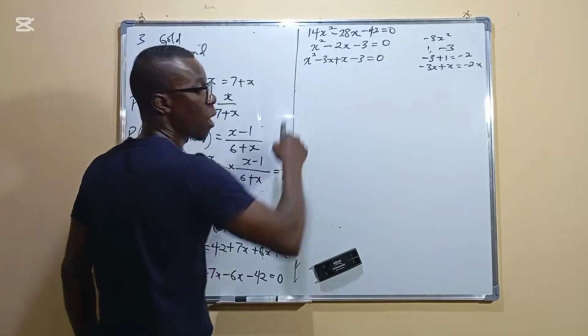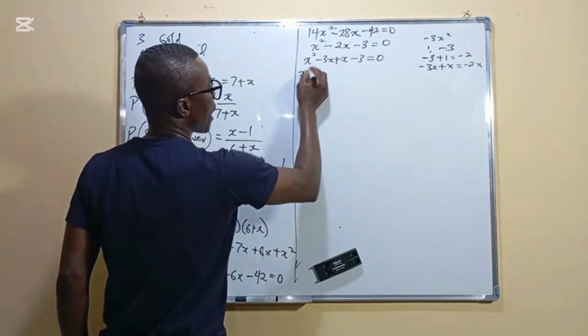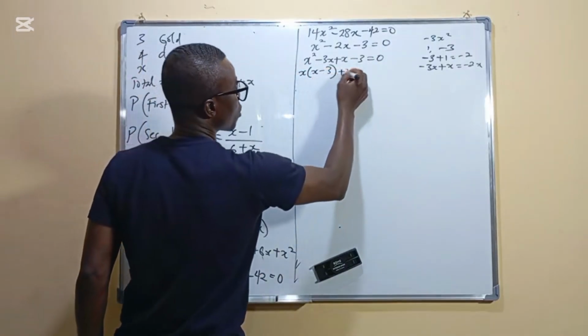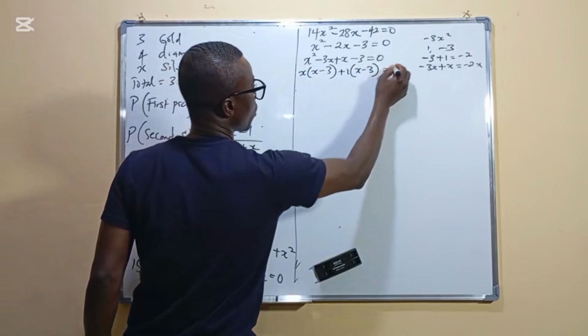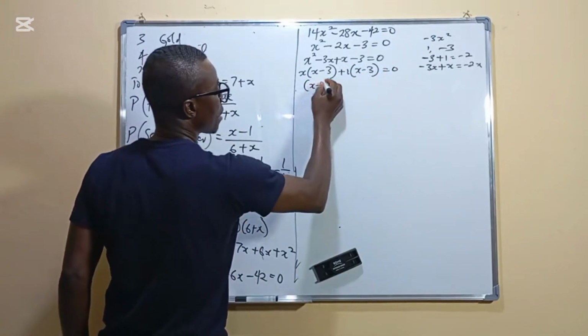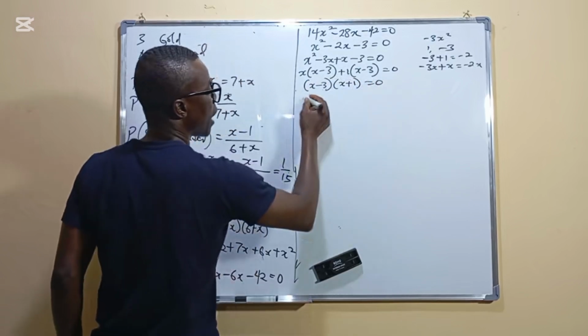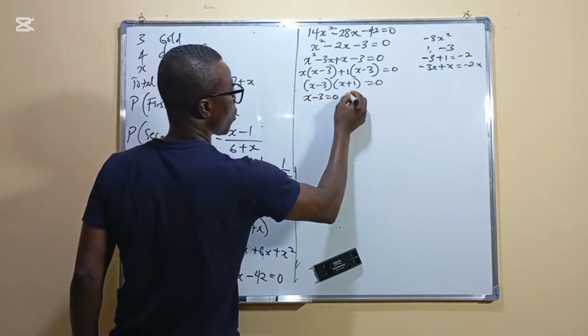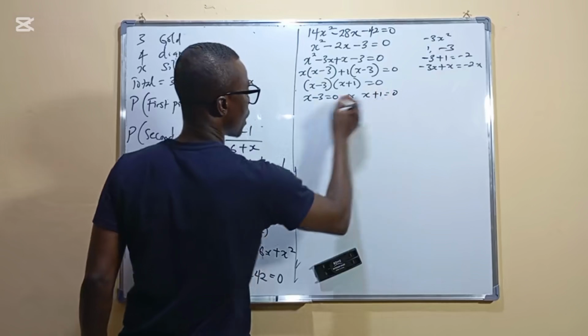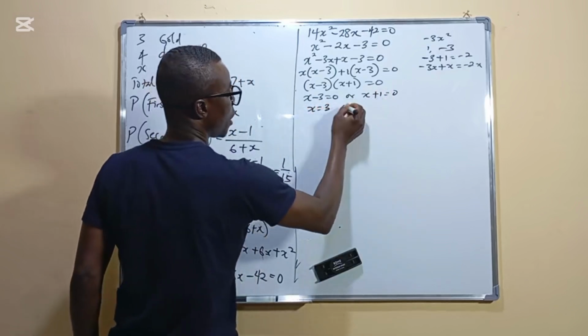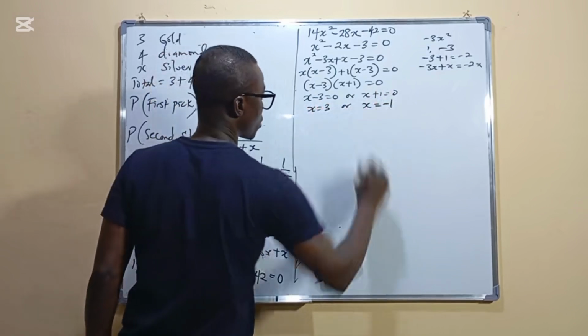So I'm going to factor out by regrouping. That's x into x minus 3 plus 1 into x minus 3 equal to 0. So that gives me x minus 3 into x plus 1 equal to 0. That means x minus 3 is equal to 0, or x plus 1 is equal to 0. That makes x equal to 3, or x equal to minus 1.